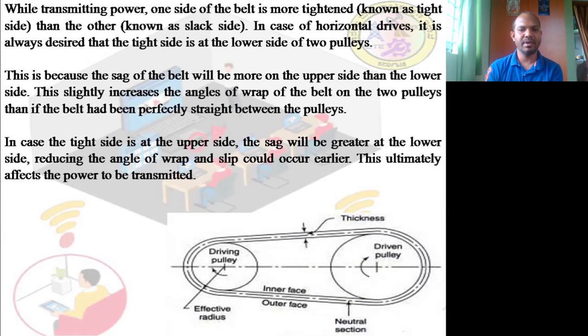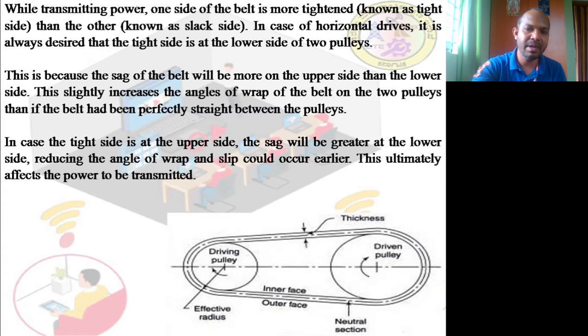While transmitting the power, now you can see this, one side of the belt is more tightened, known as the tight side, whereas the other side is known as the loose side, or the slack side. In case of horizontal drives, it is always desired that the tight side is at the lower side of the two pulleys, whereas the sag, or slack side of the belt, will always be on the upper side.